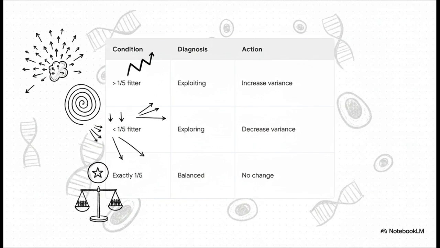We basically continuously adapt the mutation variance based on exactly how many children outperform their parents. If more than 1/5 of the children are fitter, it means things are too easy. We're exploiting a local optimum too much, so we need to increase the mutation variance to force more exploration. On the flip side, if less than 1/5 are fitter, we're exploring too wildly and need to decrease the variance to converge. And if it's exactly 1/5, bam, we've achieved perfect mathematical balance.